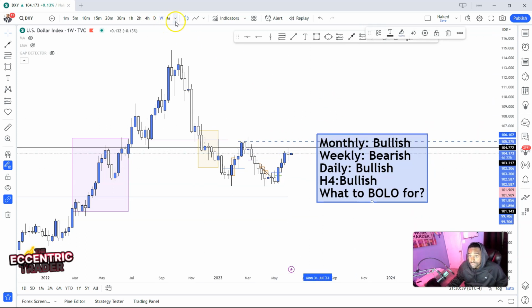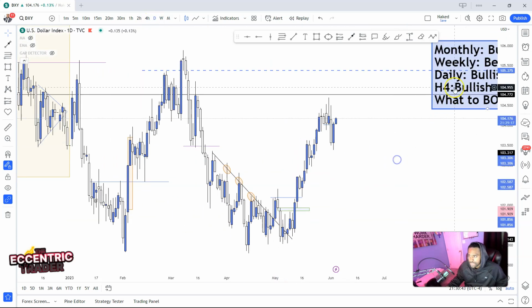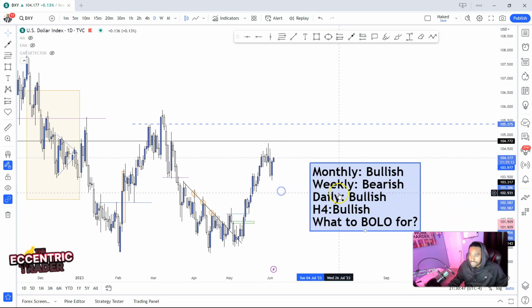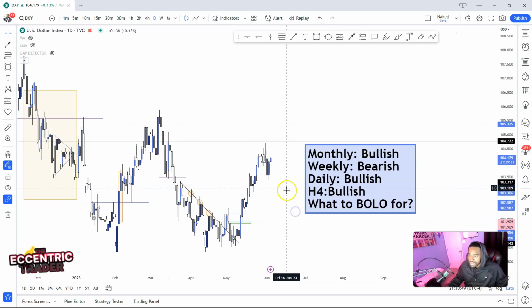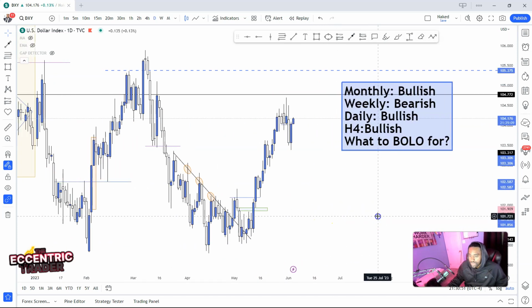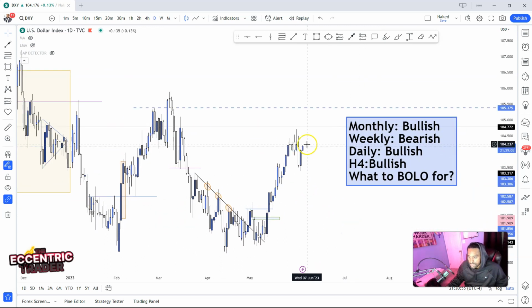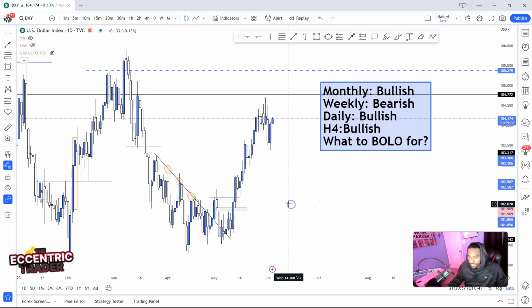All right, so let's go to the daily time frame. Last time I put bullish, and that was pretty accurate, right? So why? How do we get here? Where are we currently? This is current price. How do we get here?